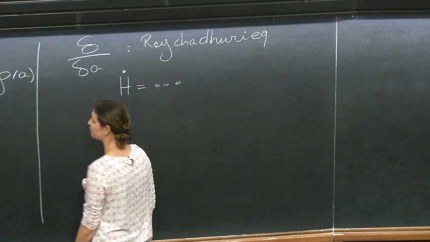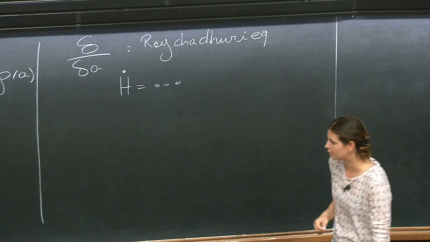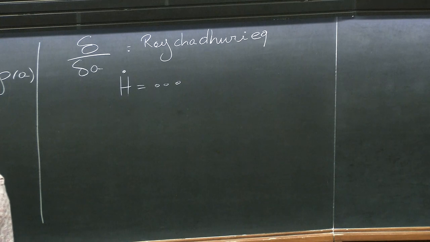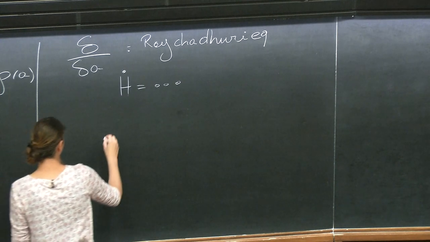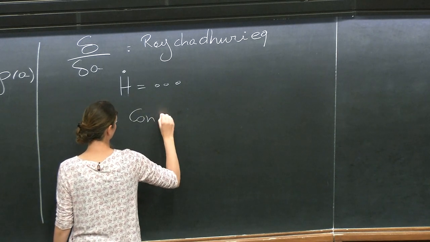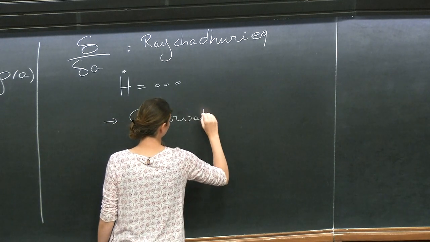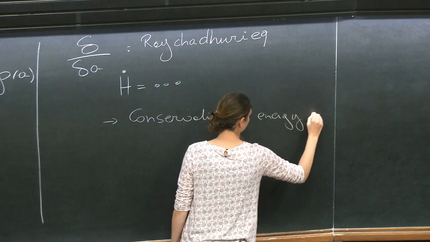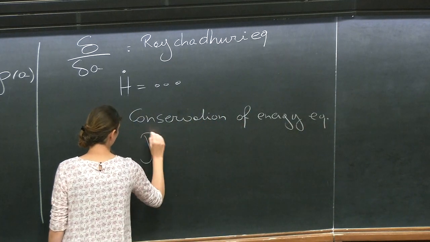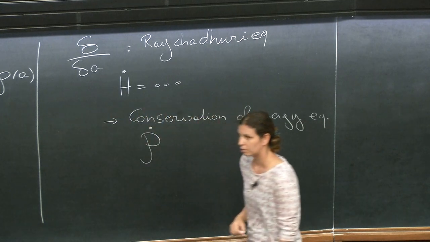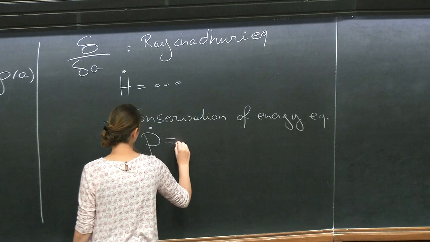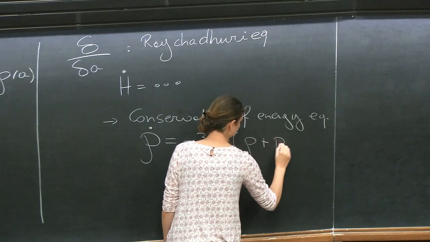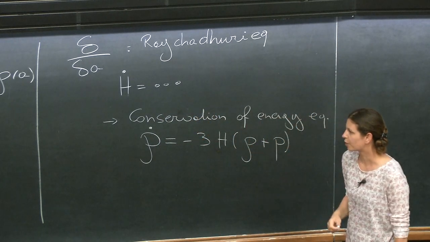I'm not going to write it down exactly because it's not going to be of any relevance for us today. But if you combine this equation with the variation of the Friedman equation, you would end up with the conservation of energy equation, which is not independent. It tells us how rho dot behaves. So this is going to be equal to minus 3H (rho plus p). And the pressure comes in here into the variation.